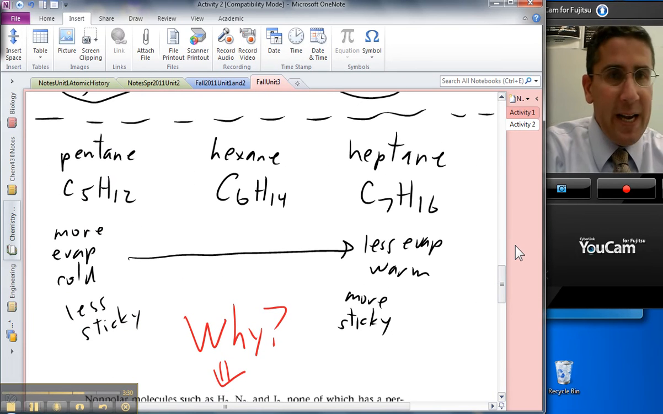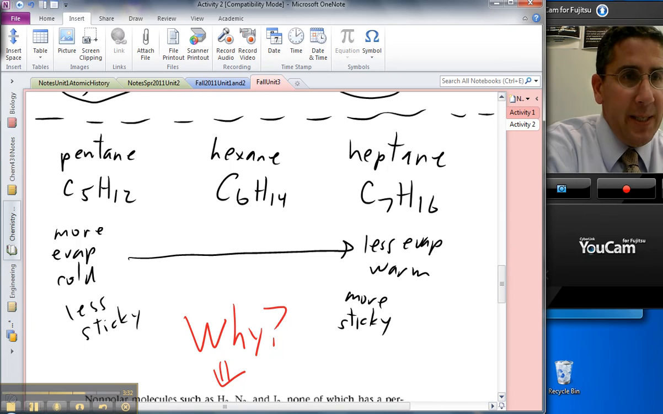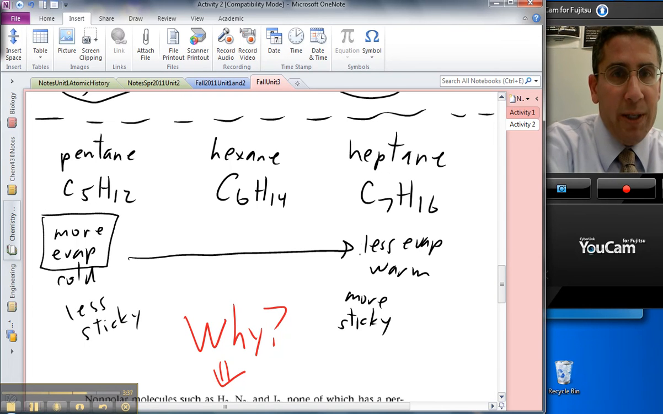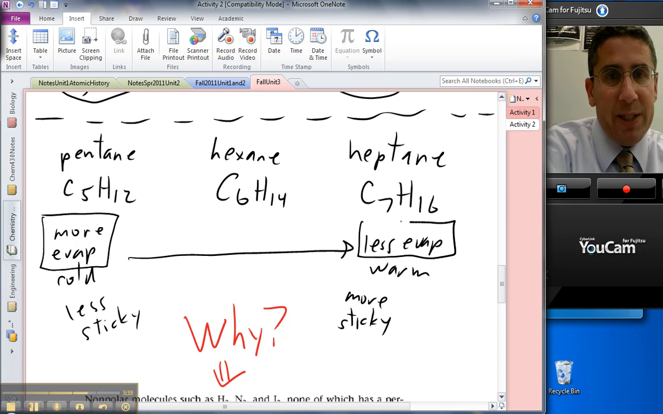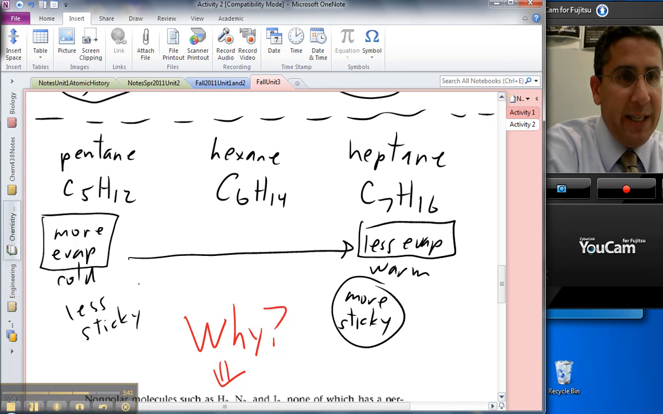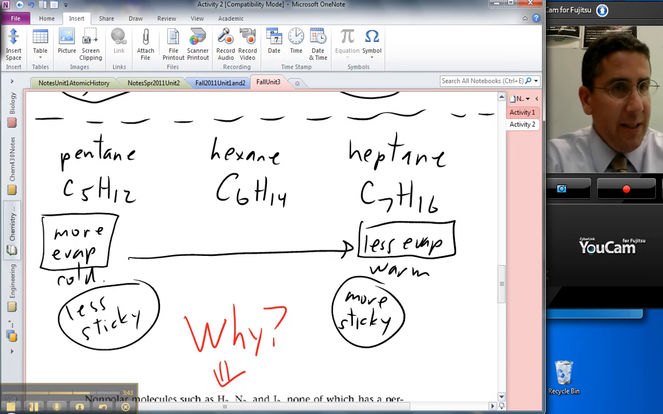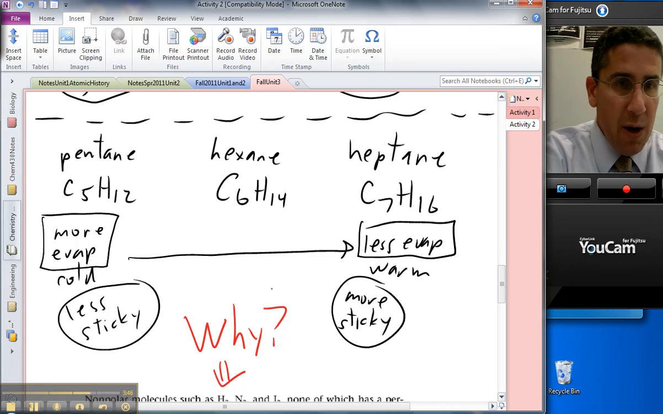Okay, well, let's go down and look at another data set. We have pentane, hexane, and heptane. Pentane should have been more evaporation and cold. Heptane, less evaporation and warm. So more sticky and less sticky. Pentane is less sticky, it evaporates.